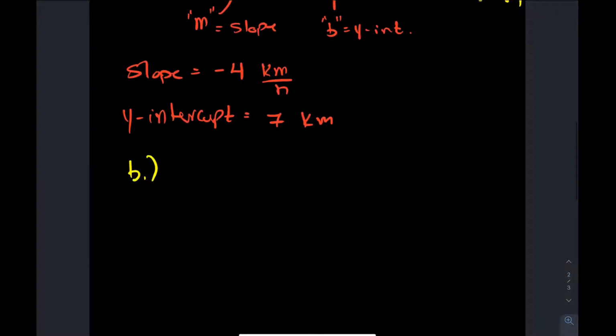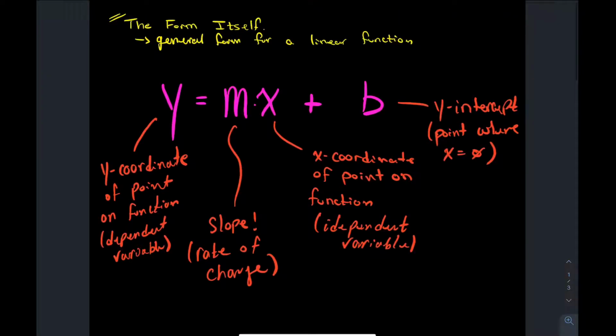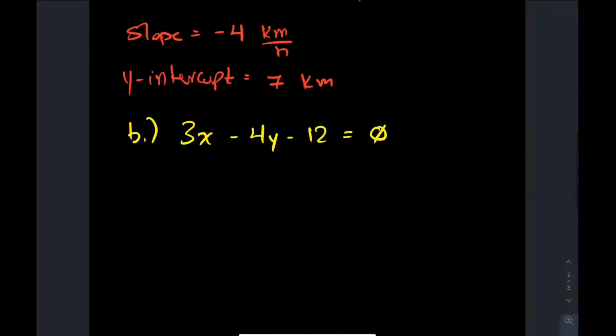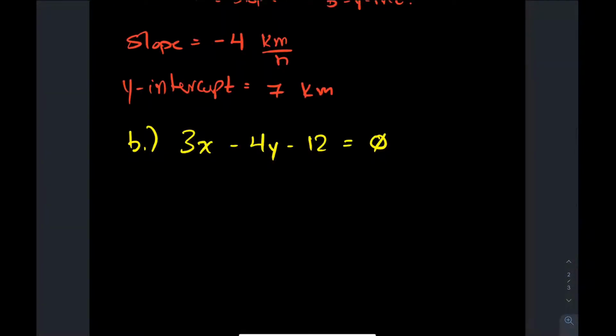Okay, let's look at a bit more of a trickier one. Let's say we have something like 3x minus 4y minus 12 equals 0. So obviously this is not in slope-intercept form, right? Because everything is on this side. We have an x term, we have a y term, we have a constant term. We've got 3 terms in total, and we want to get it in the form of y equals mx plus b.